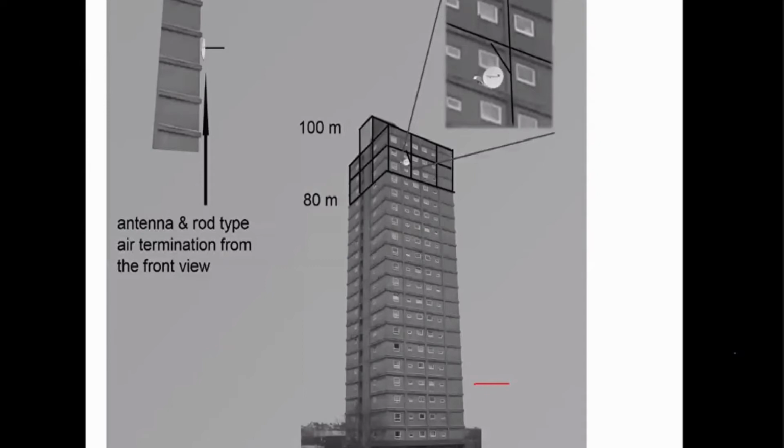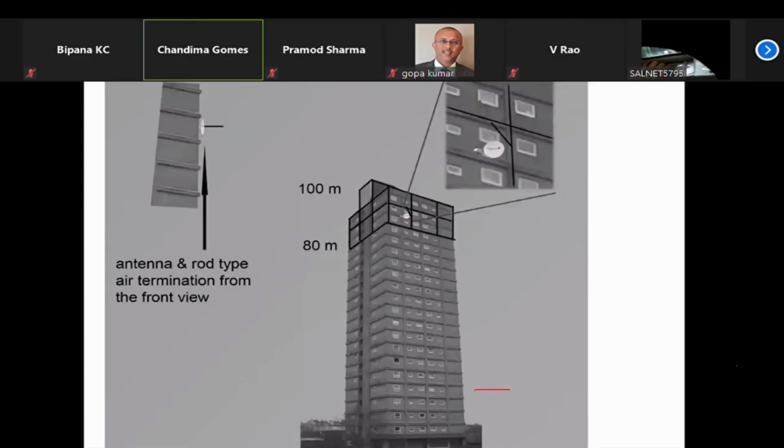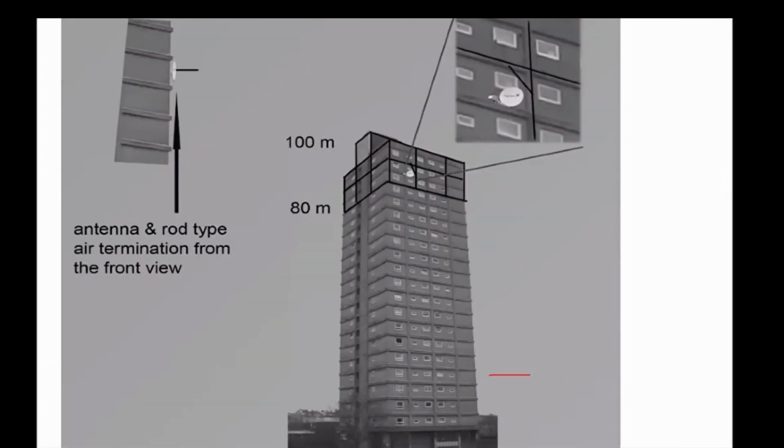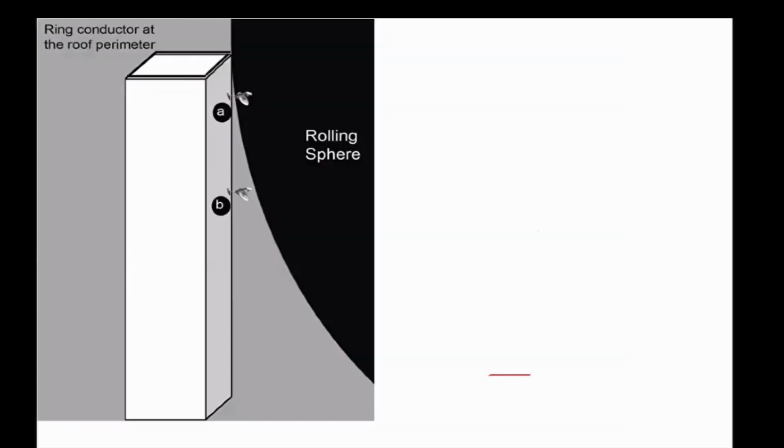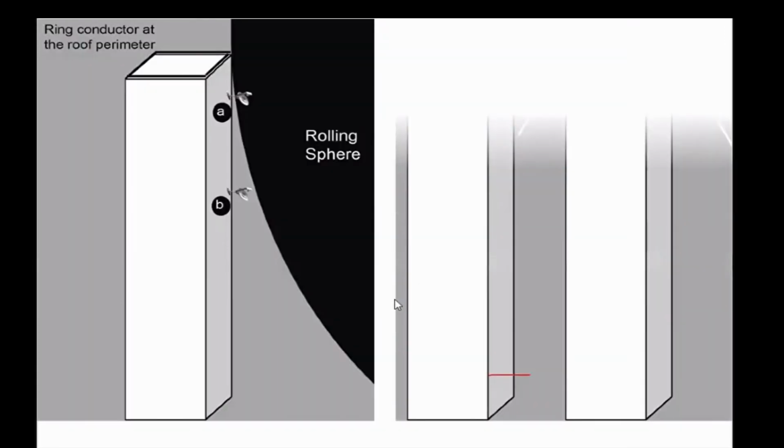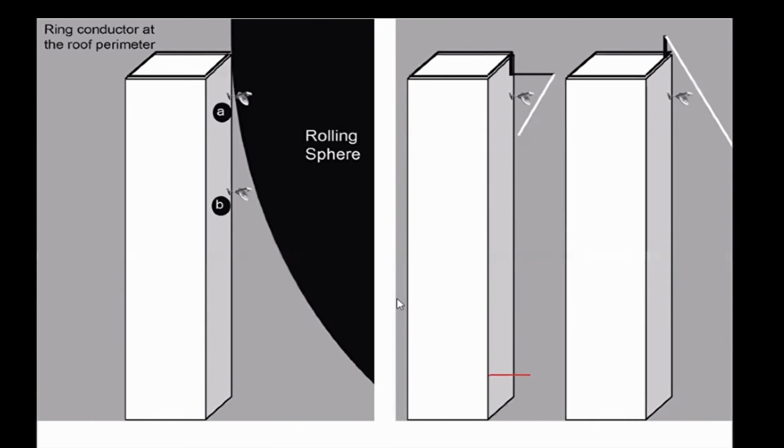Now you can see that in this diagram. So if the building is 100 meters high, you have to protect up to 80 meters. And then if there are any protrusions on the sides of the building, you have to have an air termination and protect that as well. So this is how you can protect such protrusions if the rolling sphere is touching it.